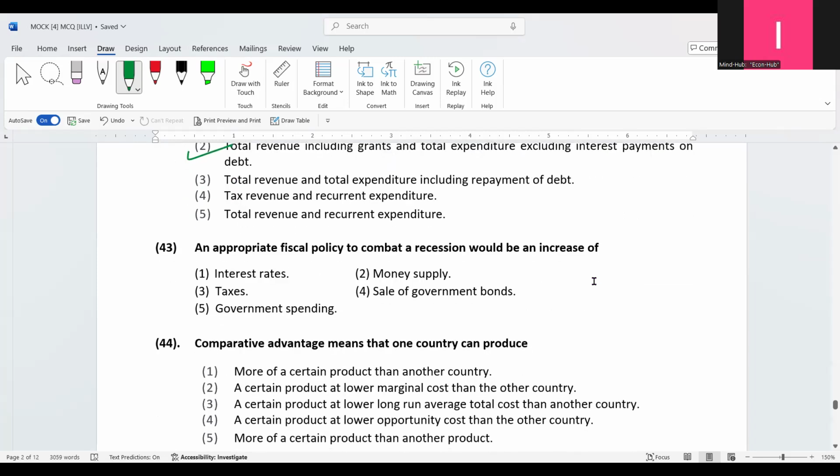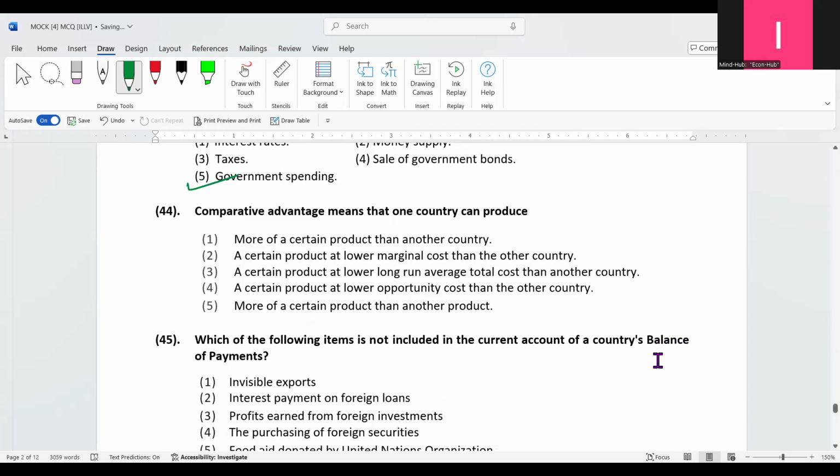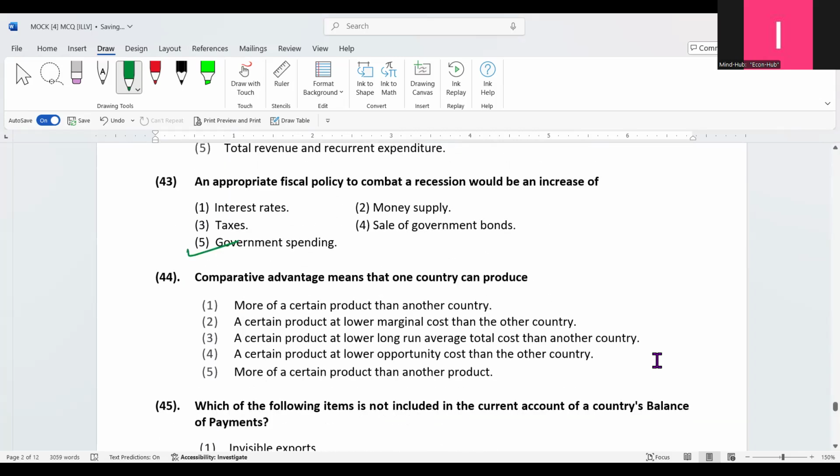Then question number 43. An appropriate fiscal policy to combat a recession would be, if there's a recession, we need to create an increase in aggregate demand. So we have to go for expansionary fiscal policy. So expansionary fiscal policy would be number 5, increasing government spending. 44. Comparative advantage means that one country can produce. What is the basic concept of comparative advantage? When a country can produce at a lesser opportunity cost. Answer number 4. Lower opportunity cost than another country.